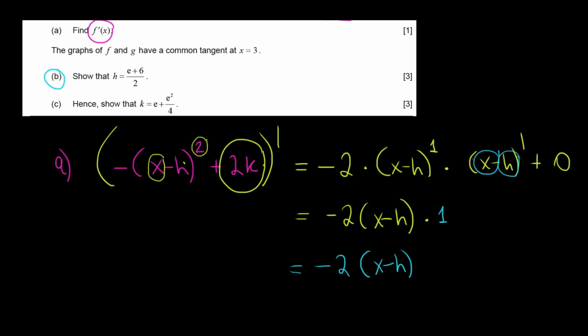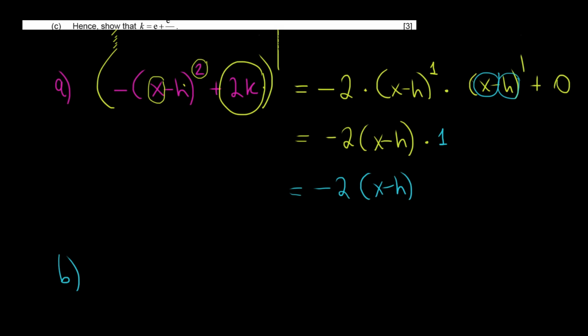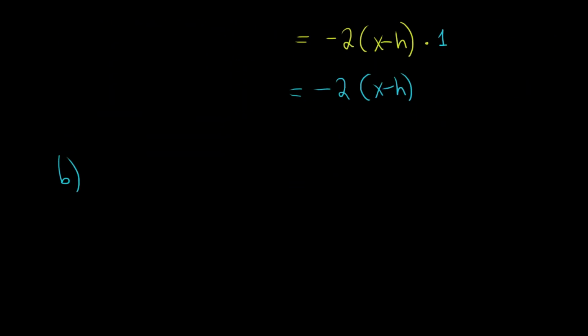It says the following: the graphs of f and g have a common tangent at x equals 3. Show that h equals e plus 6 over 2. Okay. Now, if we have a common tangent at x equals 3, this implies that the derivative of these functions at x equals 3 must be equal. So in other words, f derivative of 3 must equal g derivative of 3. So we can find each in part.